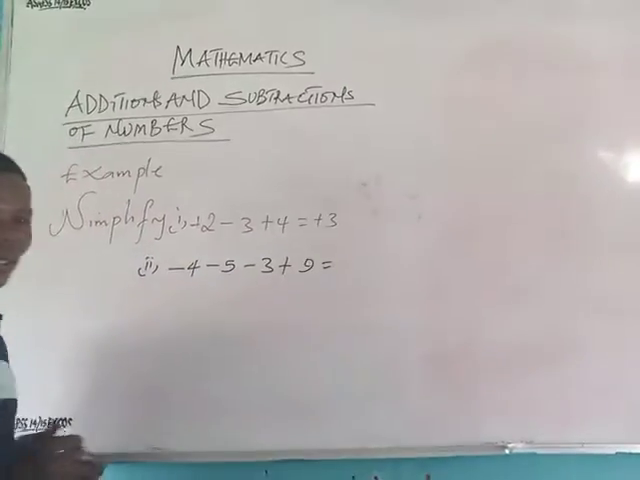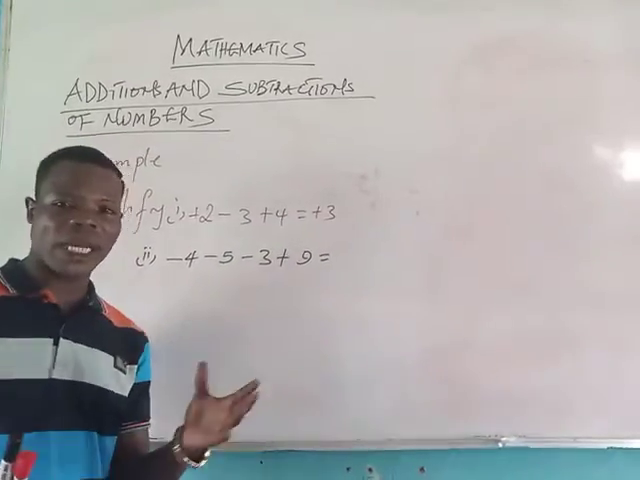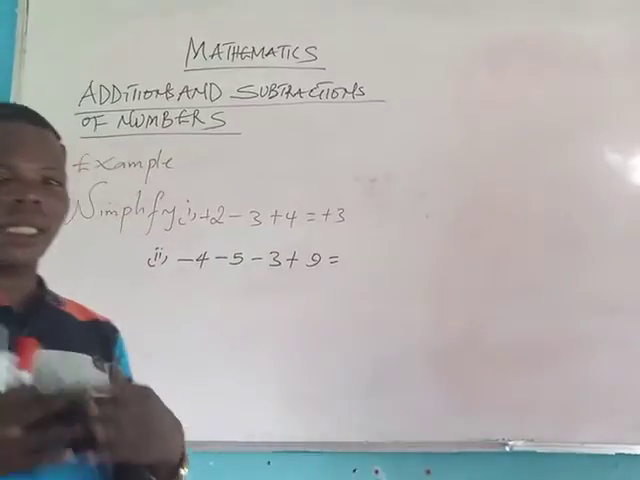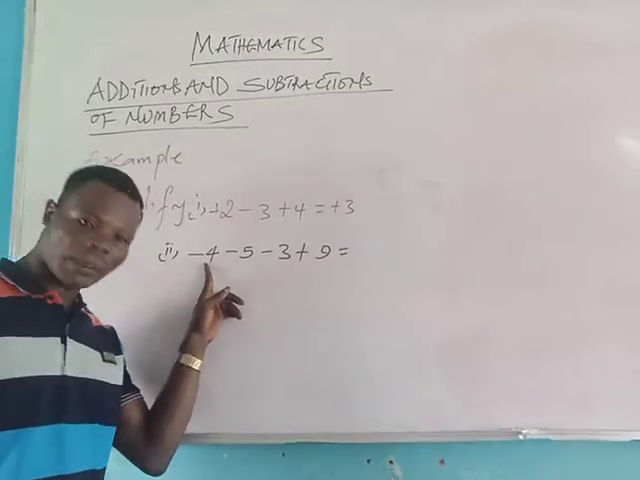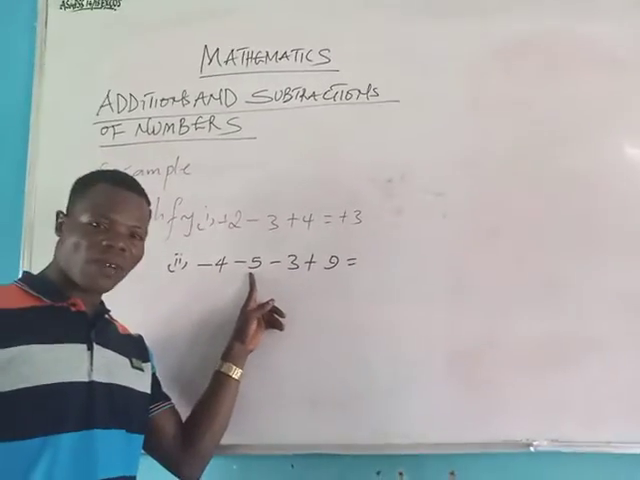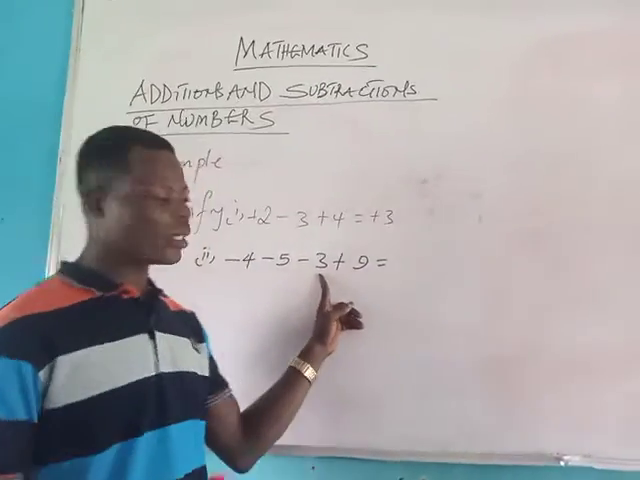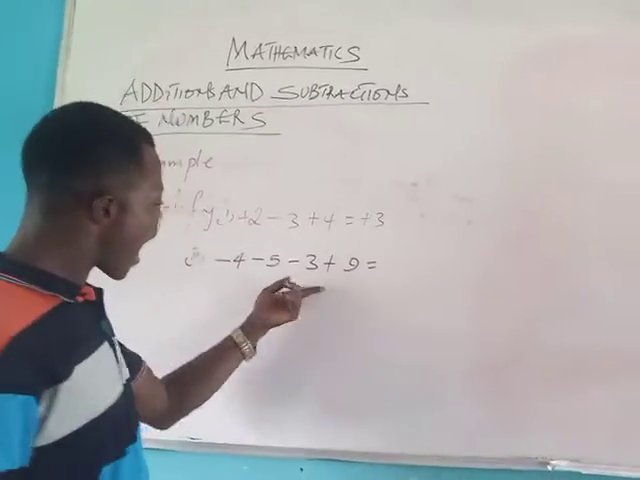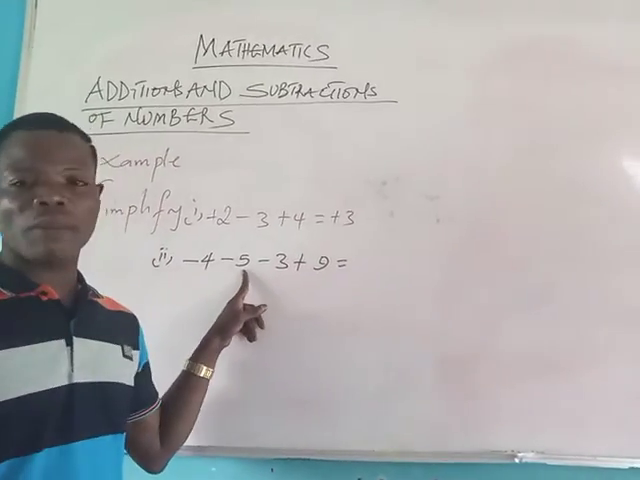What would be the answer to this? Like I said, you need to understand the money and the debt. Here, minus 4 is a debt. Minus 5 is also a debt. Minus 3 is a debt. So add your debt. This and this will be minus 9.